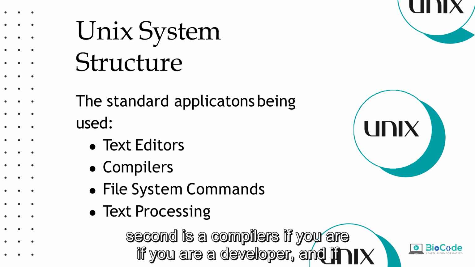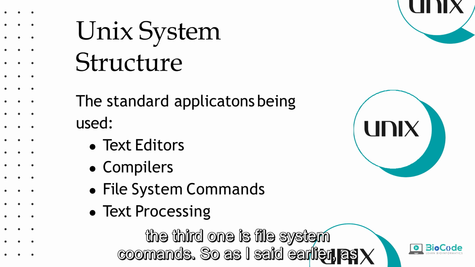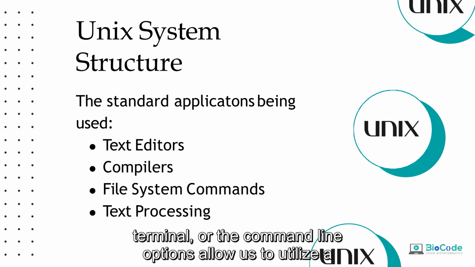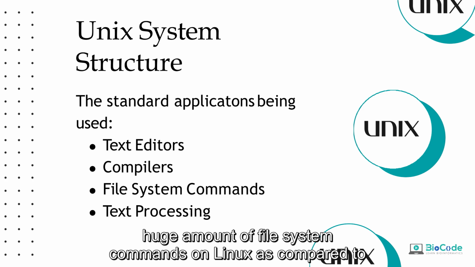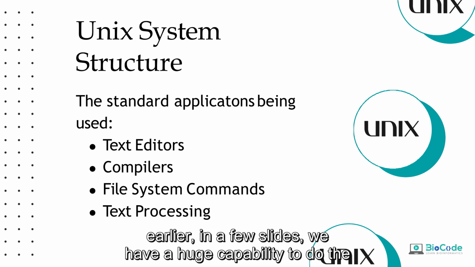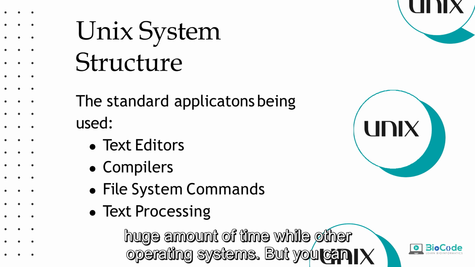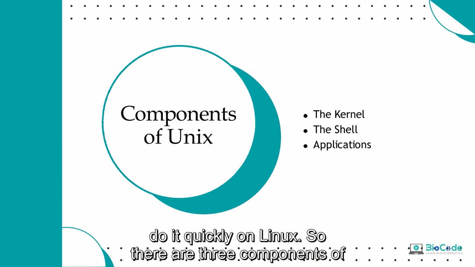The second is the compilers. If you are a developer and you need to compile something, that is your way to go. The third one is file system commands. As I said earlier, terminals or the command line options allow us to utilize a huge amount of file system commands on Linux as compared to Windows or other operating systems. And as I said in our previous slide, we have a huge capability to do text processing of tabular data and CSV files, which can take a huge amount of time on other operating systems, but you can do it quickly on Linux.